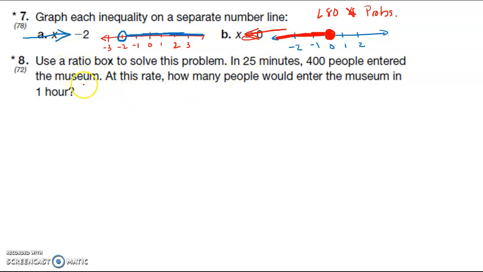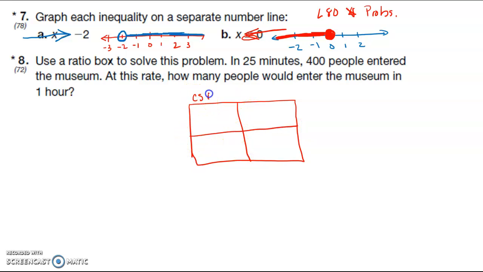Alright, again, make sure that you pause the video and see if you can solve number 8 on your own. This looks to be a case 1, case 2 ratio box. So it says use a ratio box to solve this problem. Case 1, case 2. So we have minutes and people. In 25 minutes, 400 people entered the museum. How many people would enter the museum in 1 hour? Now we're going to have to make this 60 minutes because we can't put 1 hour here. It has to be in minutes.